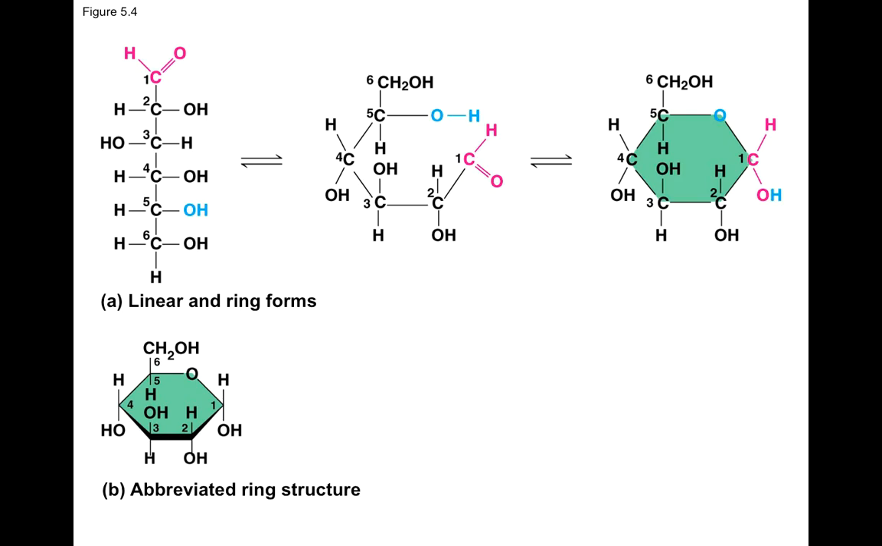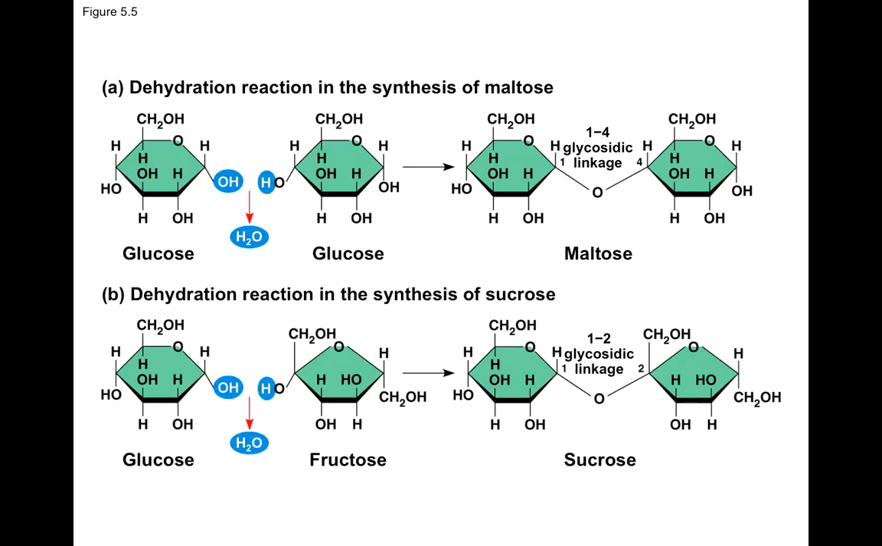So let's look at joining 2 glucose molecules together. Here we have 2 dehydration reactions taking place, one between 2 glucose molecules to make maltose, and the other between glucose and fructose to make sucrose. Notice the loss of a water molecule in order to create the bond.